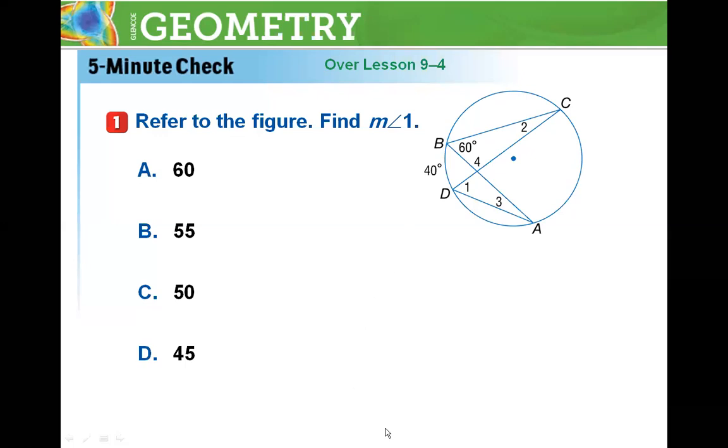Shall we start our lesson now by making a revision? Please, Mazen, can you read example 1? Yes, refer to the figure, find the measure of angle 1. Okay, I need to find the measure of angle 1.